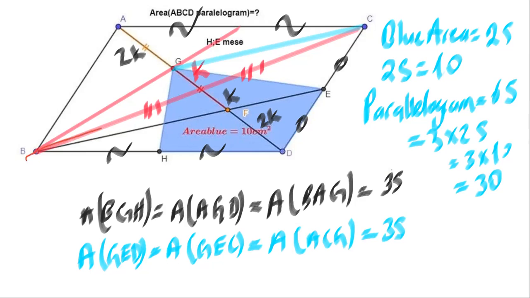diagonals of a parallelogram bisect each other, meaning they cut in the middle. So this part equals this part. Also, we see that this one equals this one. So in this triangle, these two side bisectors intersect. It means this point F is the intersection of the side bisectors.